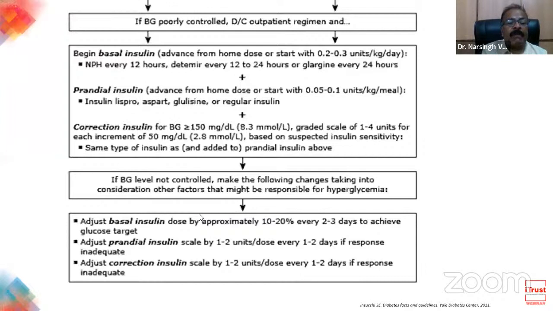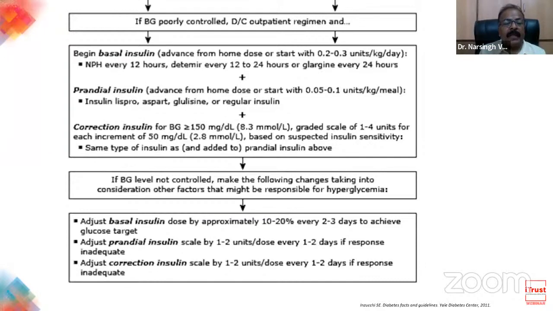NPH every 12 hours, detemir every 12 to 24 hours, or glargine every 24 hours. In my practice, I do not prefer NPH, but glargine is the preferred choice most of the time because it has a 24-hour effect. But these all three have been recommended.